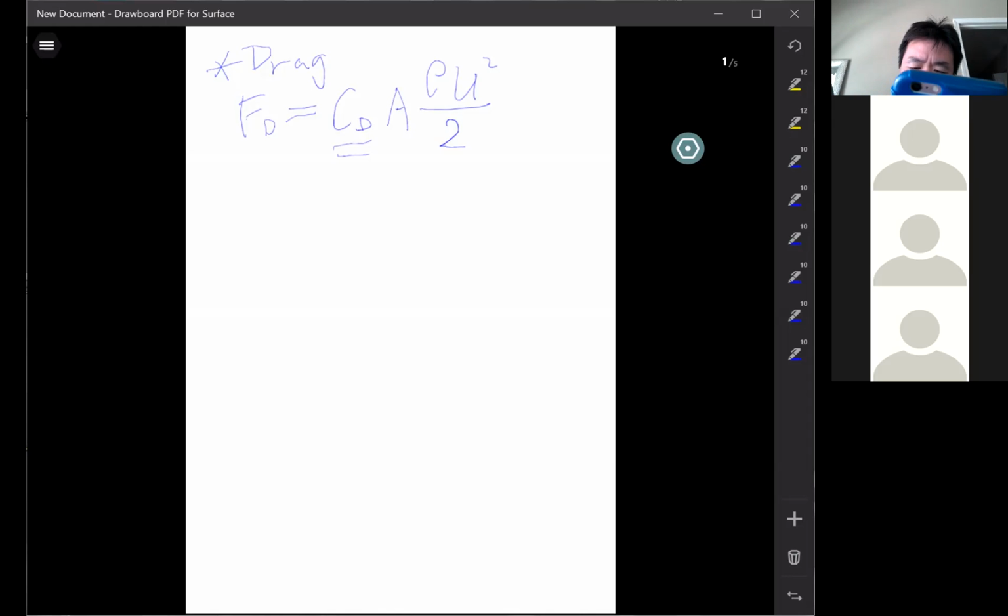This is for the cylinder. Okay, the second one, oh no, I'm sorry. The first one is for the sphere. Okay, the second one is for the cylinder. That's a very, very important plot you want to look at.